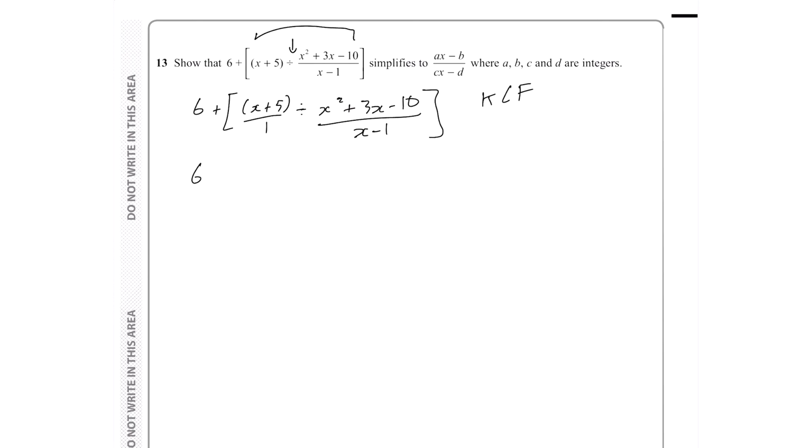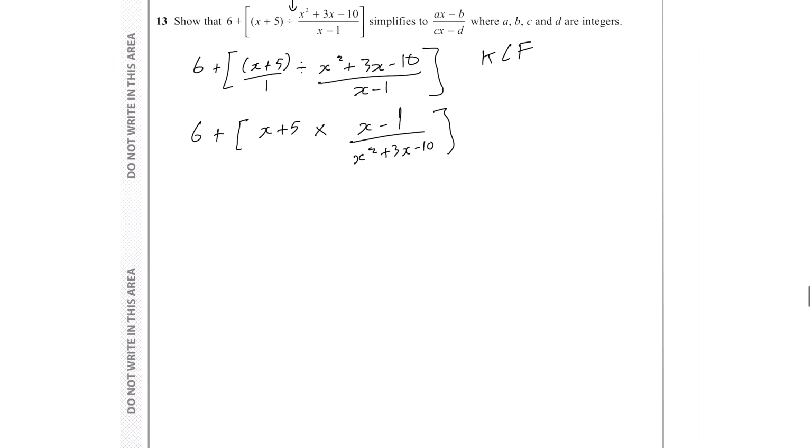So that's going to be 6 plus KCF, then that means you're going to keep the first one the same. We're going to change the sign, so that's times, and flip the final fraction, so that's x minus 1 over x squared plus 3x minus 10. Right, so that then leaves us with something like that, and then we can multiply that across. So that's then going to be 6 plus (x plus 5)(x minus 1), and now we've got one denominator, which is x squared plus 3x minus 10.